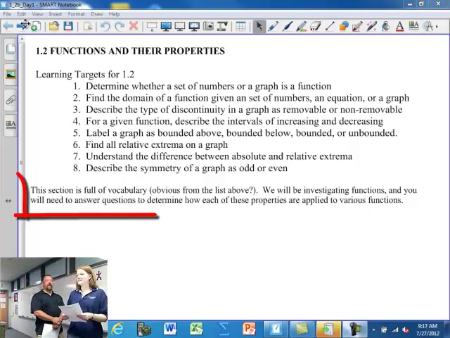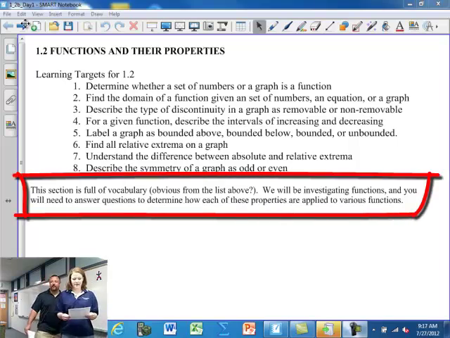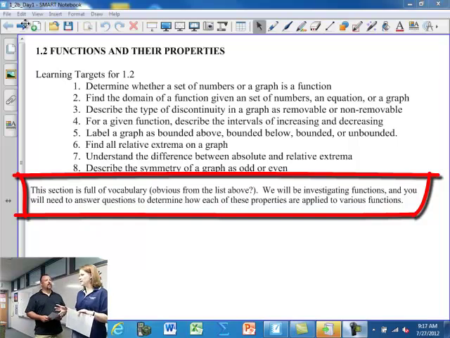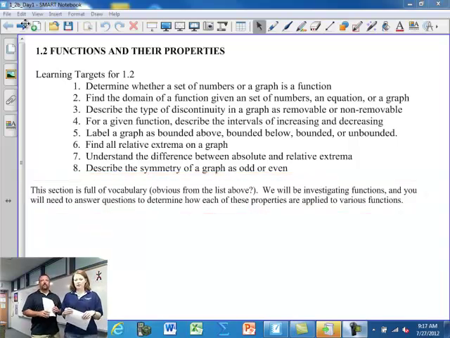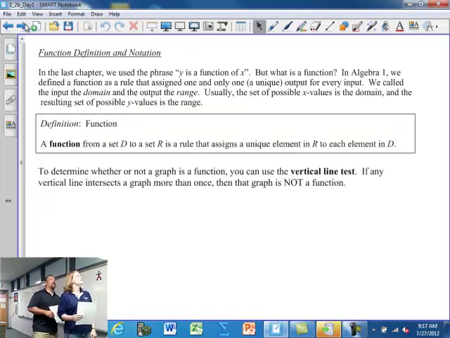We are done with chapter P and ready to start chapter 1. This is the first chapter that's really going to dive into pre-calc stuff. A lot of it you have heard before, but maybe not in the same way. It's very vocabulary intensive. If you take a look, there are 8 learning targets for today, and this is only the first half. There are actually 14 total for 1.2. You can read them.